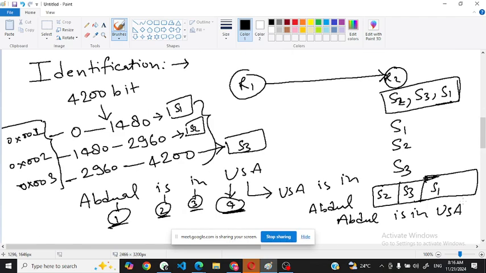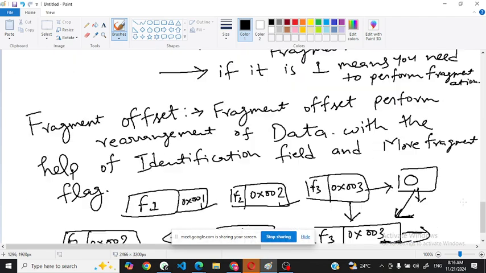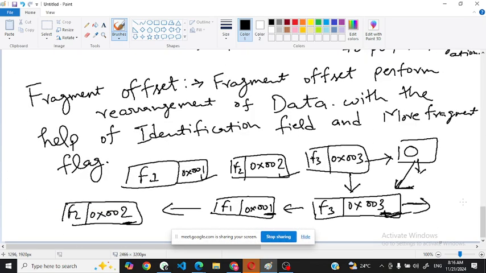Sir, but I did not understand the fragment diagram example. One more time. You are saying this one? Yes, sir, the fragment offset, this one. I discussed this fragment offset here.